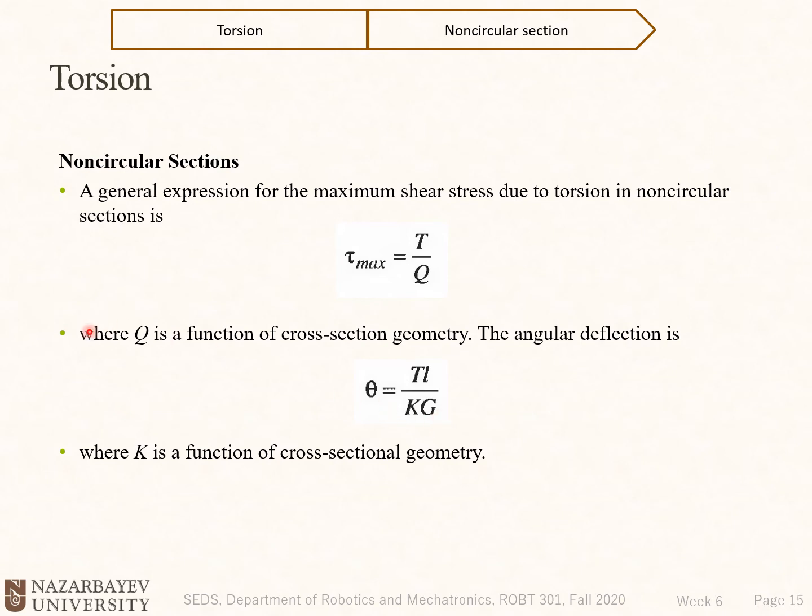Okay, so we'll see what Q is and how we could find Q based on the appendices and tables of the book. T is the torque, the torsion torque applied. L is the length of the beam. G is again the shear modulus, and K is a function of cross-sectional geometry. So we need to know how we could find Q and K.